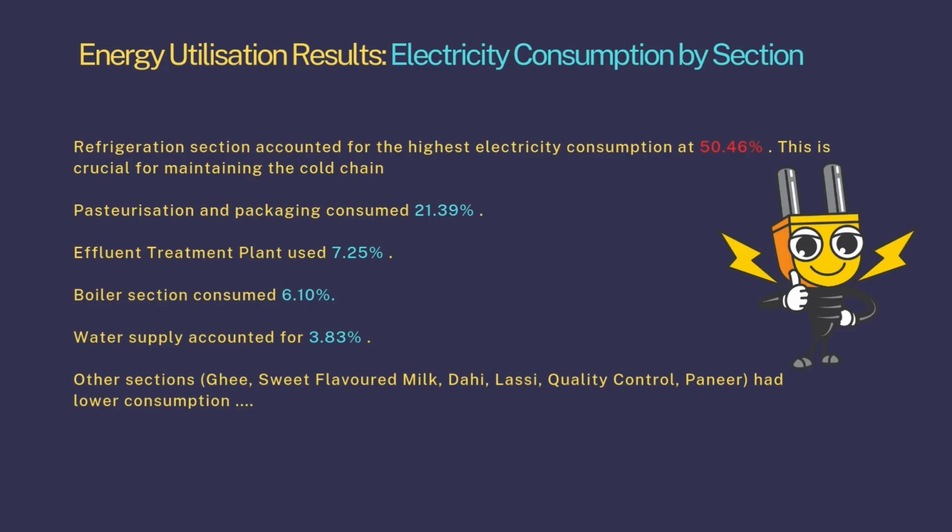Pasteurization and packaging consumed 21.39%. The effluent treatment plant used 7.25%. The boiler section consumed 6.10%. Water supply accounted for 3.83%. And other sections, including ghee, sweet-flavored milk, dahi, lassi, quality control and paneer, had lower consumption.